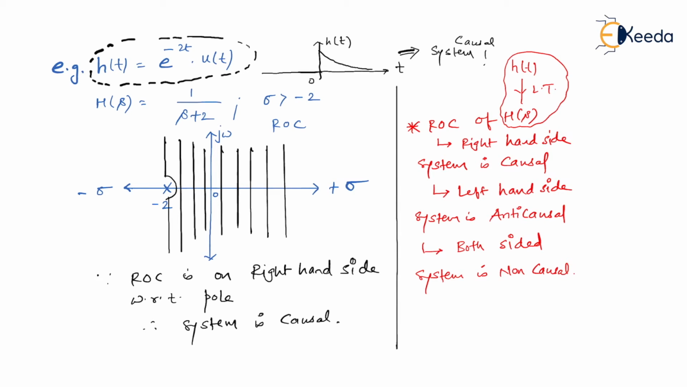So based on ROC, we look at the ROC of H of S. If the ROC of H of S is towards the right hand side with respect to a pole, it is causal. Left hand side with respect to a pole, it is anti-causal. And if you see the ROC trapped between two poles, therefore it is called both-sided, then the system is said to be non-causal. So now I'll give you some examples of ROCs, and in turn you have to identify whether it is causal, non-causal or anti-causal. Let us see a few examples.